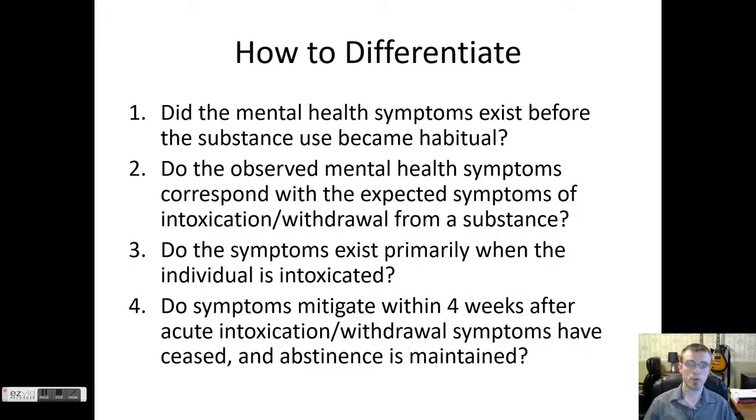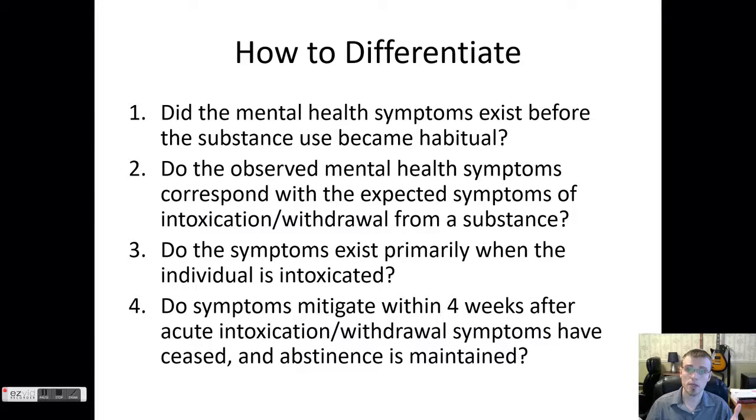Alright, so here are the 4 main points that are also part of the Shivani article that we draw from when we are trying to distinguish between mental health symptoms that are related simply to the substance use, right, that are not in themselves a mental health disorder. How do we do that, right? How do we differentiate between substance use disorder and an independent mental health disorder? Well, one of the first things you want to ask is, did these mental health symptoms exist before the substance use disorder became habitual? The substance use itself became problematic, right?